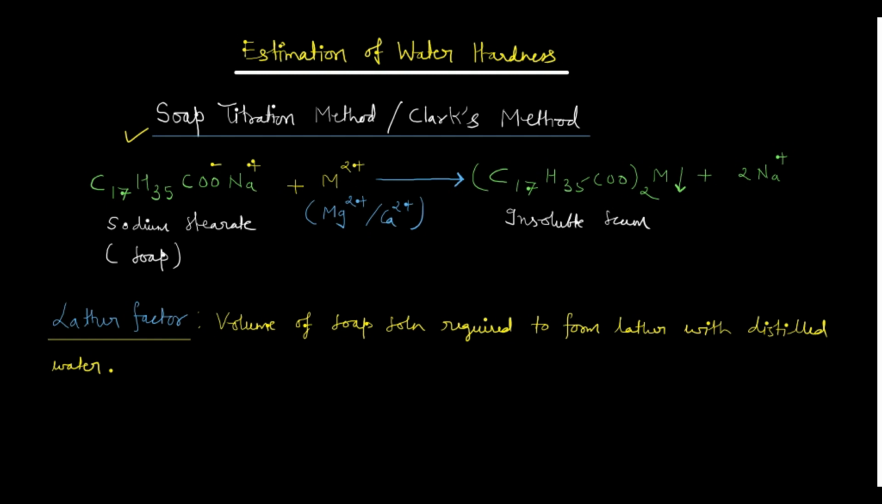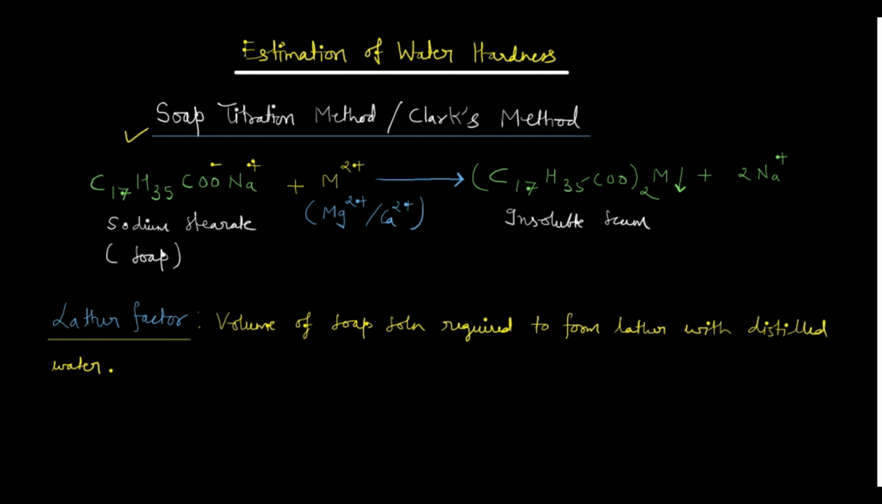And you know, when you add the soap solution to the water sample, these magnesium and calcium ions react with the soap to form the insoluble scum. As long as these ions are present in the water sample, your water will not produce any kind of lather. Once you have precipitated these calcium and magnesium ions as insoluble scum, and these ions are completely removed from the water, only after that will your water sample produce the lather, and that amount of soap which is consumed by the water sample is equivalent to the hardness present in the water sample. This you have to remember.